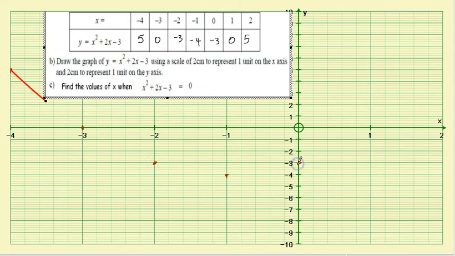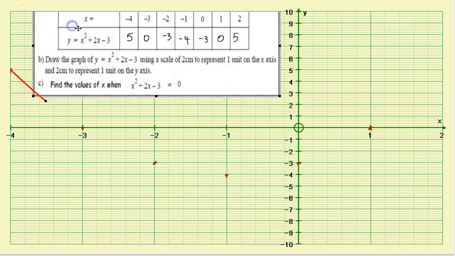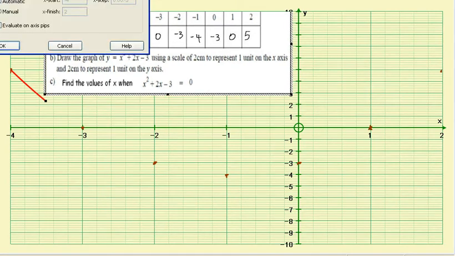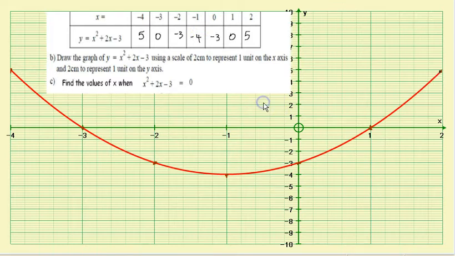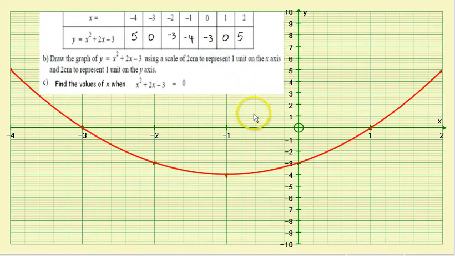And then when x is 1, y is 0. So we have 1, 0. When x is 2, y is 5. So we just move this out of the way too. So when x is positive 2, y is positive 5, which is there. Okay, so let us draw our graph now. So we have drawn our graph now.